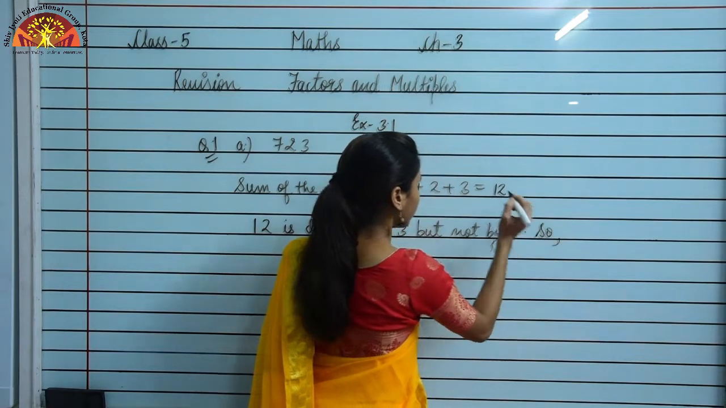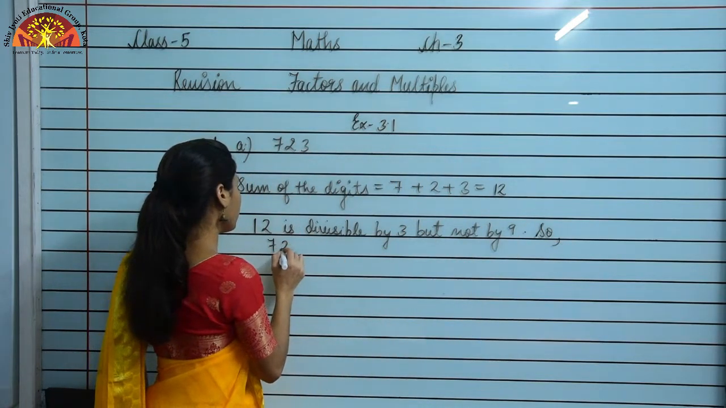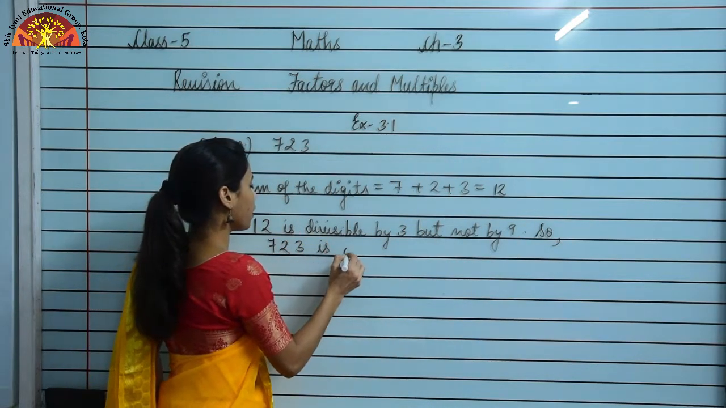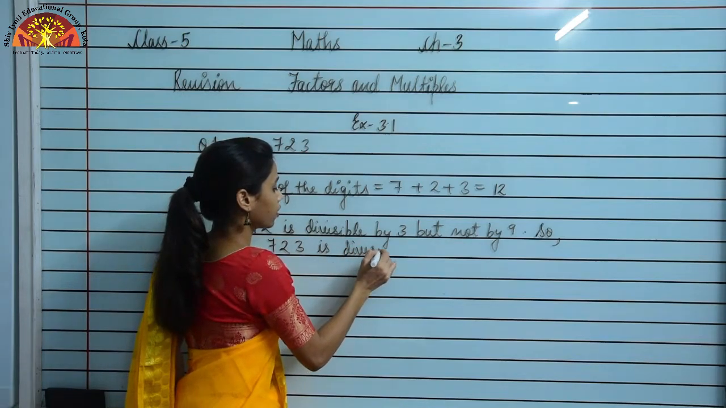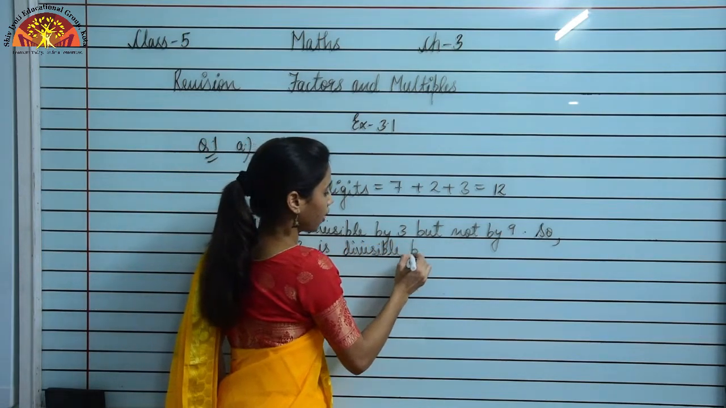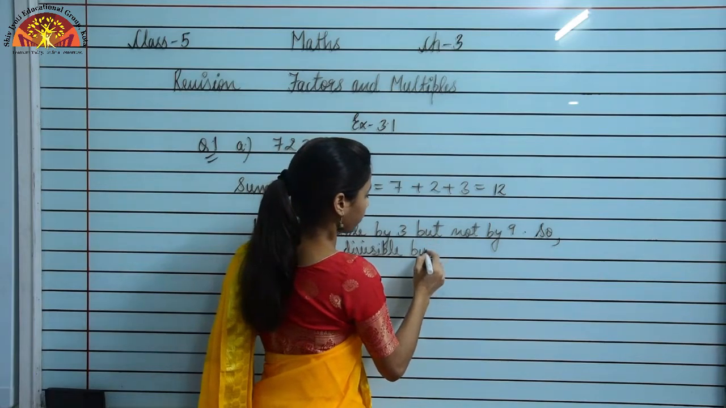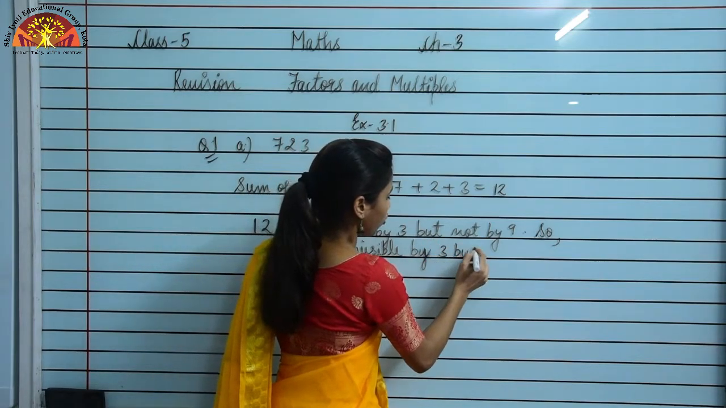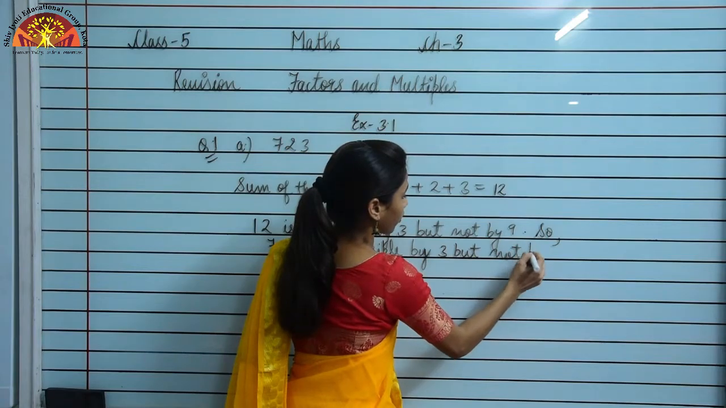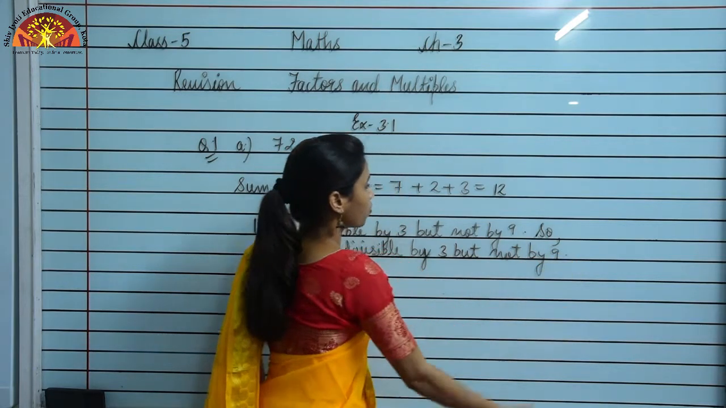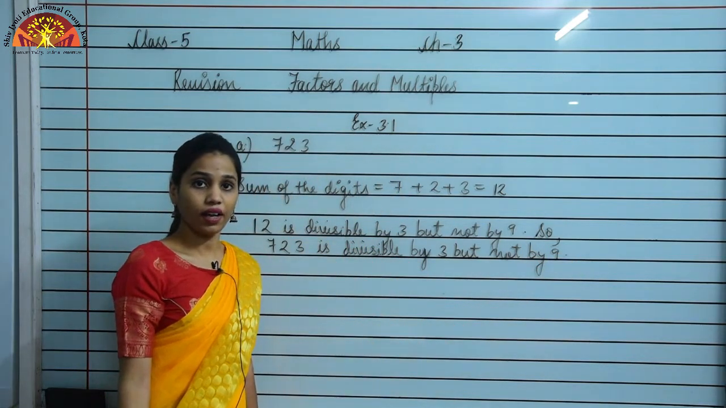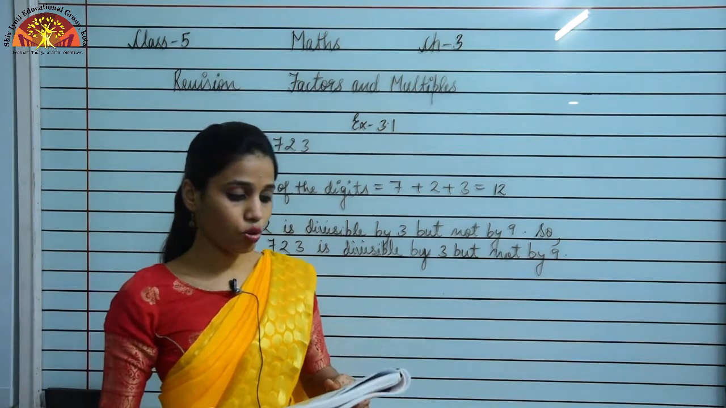So that means 723 is divisible by 3 but not by 9. Okay. So this is how we have to check the divisibility by 3 and 9. Okay. Now let us do question number 2.